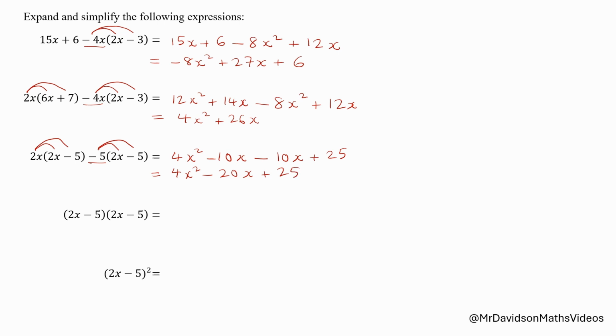Now for the fourth example on this page, these brackets are in contact with each other, so they are going to multiply out. Now for this we can use FOIL, or we could use a grid method.